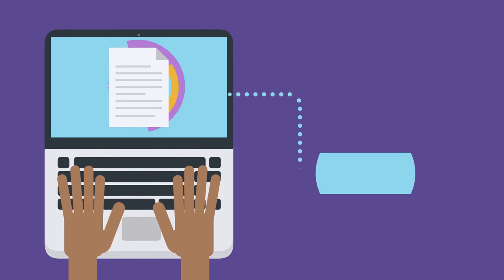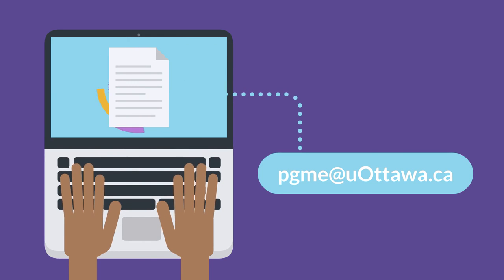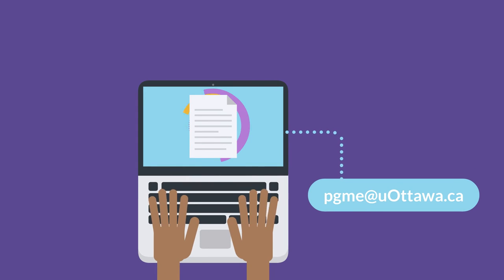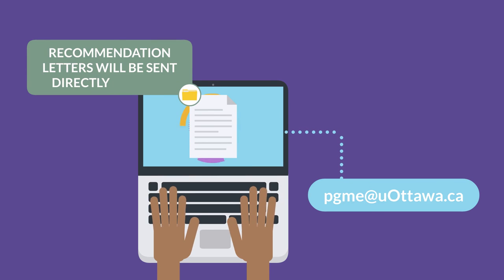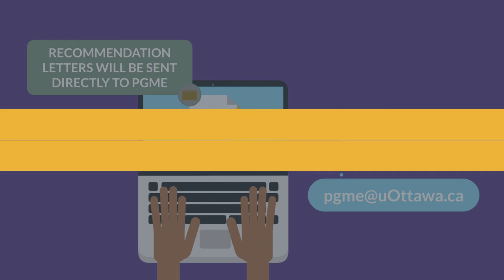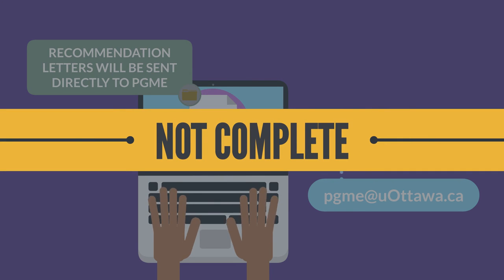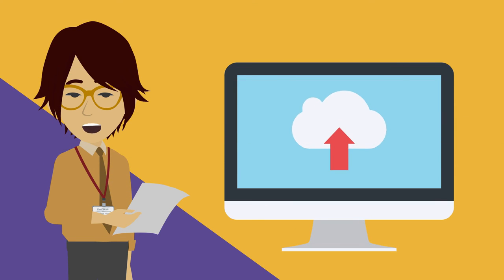Letters of recommendation can be emailed directly from your referees to pgme@uottawa.ca. If your referees choose to do this, you must upload a document with the message, "Recommendation letters will be sent directly to PGME for your application to be considered complete." If there is no document uploaded for this element of the application, it will not be considered complete. Once we receive your letters of recommendation, we will upload them for you.